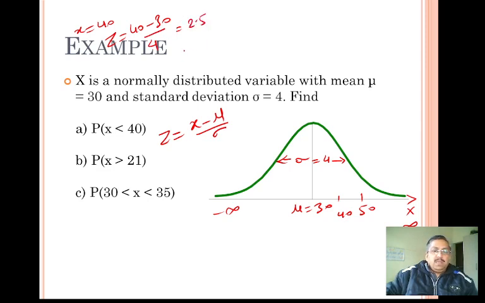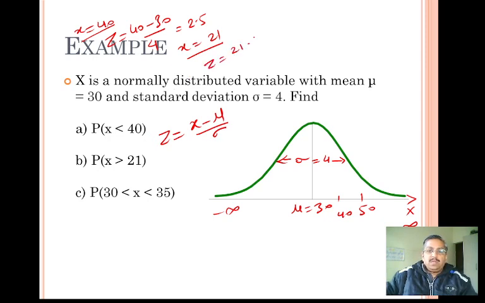That is 2.5. Similarly, for x equals 21, although it is x greater than 21, I am talking about only x equals 21 right now. We will discuss how to solve for greater than 21 and less than 21 with the help of a graph in the coming slide. For x equals 21, z will be 21 minus 30 divided by 4, that is minus 2.25.